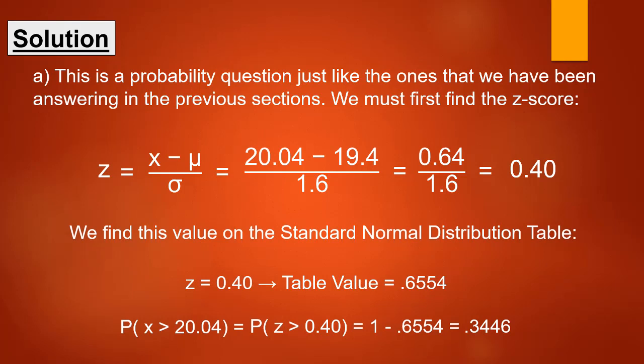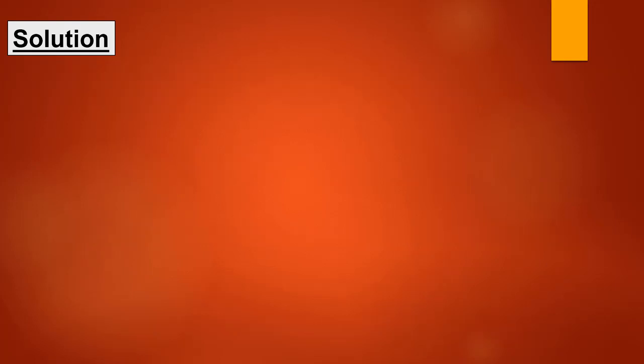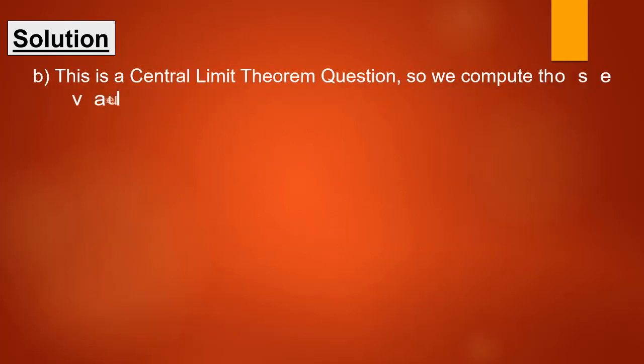For part B, now we're dealing with a group. This is a central limit theorem question because it's dealing with a group, and the group is bigger than 30, right? Remember, we had two conditions. Either we had to know the original population was normally distributed, or we had to know that our sample was of size greater than 30. A sample of size 36 is definitely greater than 30.